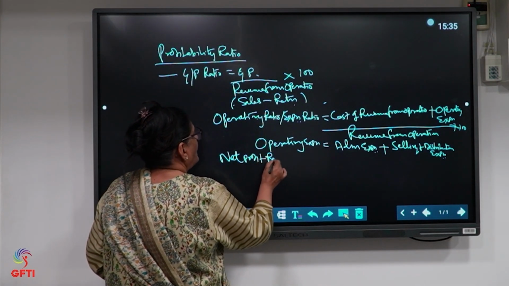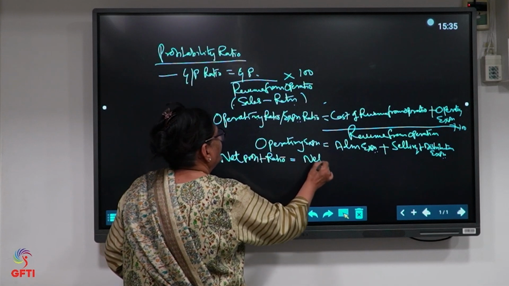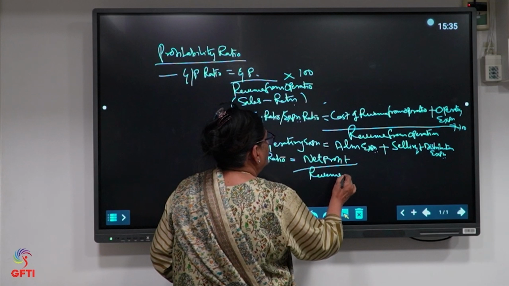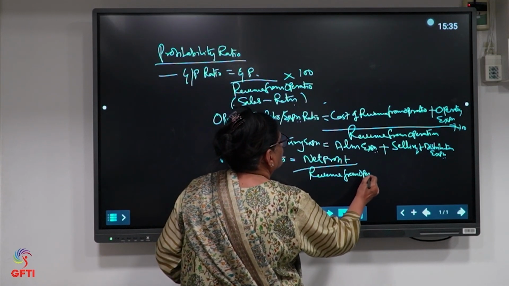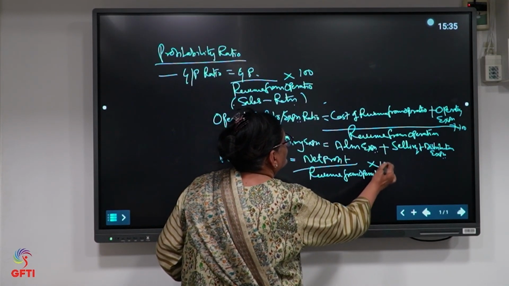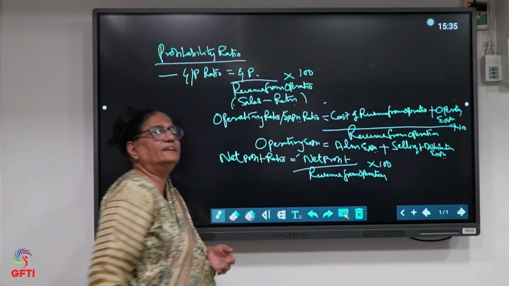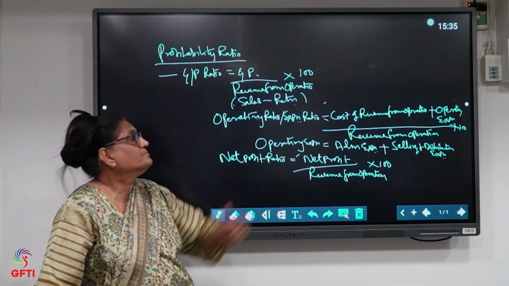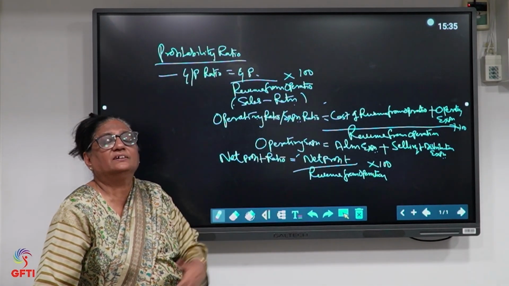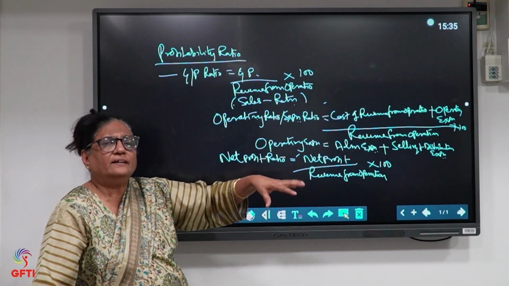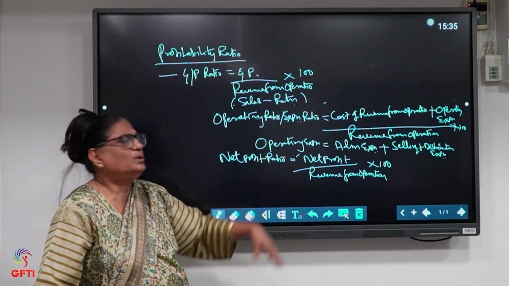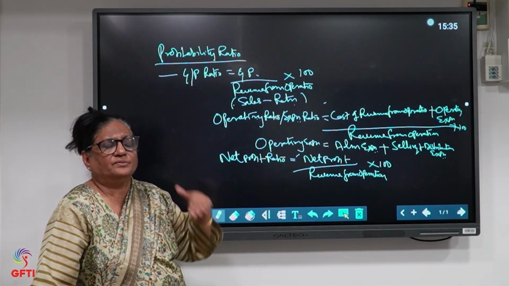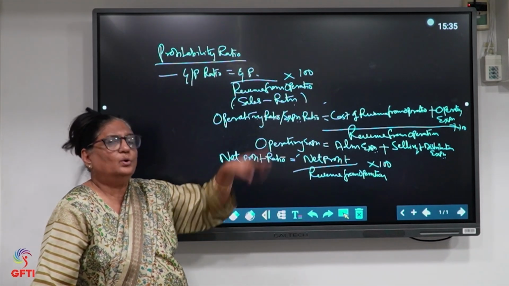Then we come to the net profit ratio. This is net profit divided by revenue from operation, into 100. If they give you net profit, well and good. Sometimes they give you gross profit, with operating expenses and selling and distribution. You can take gross profit minus selling and distribution minus administration expenses, which will give you the net profit. Indirectly, if you are supposed to find the net profit, you have to do that.